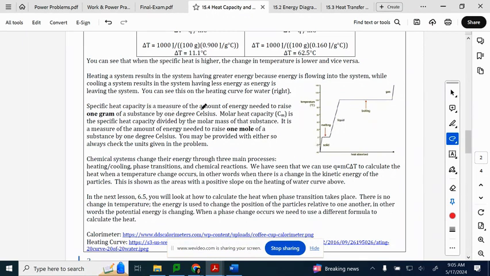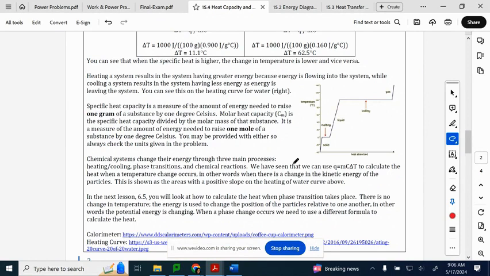Specific heat then is measured as the amount of energy needed to raise 1 mole of a substance by 1 degree Celsius. You can also have molar heat capacity, which we're not going to really mess with much in here, but it's good to know about. You may have a couple homework problems on it. It is the amount of energy needed to raise 1 mole of a substance by 1 degree Celsius. So all they're doing is changing grams and moles around.